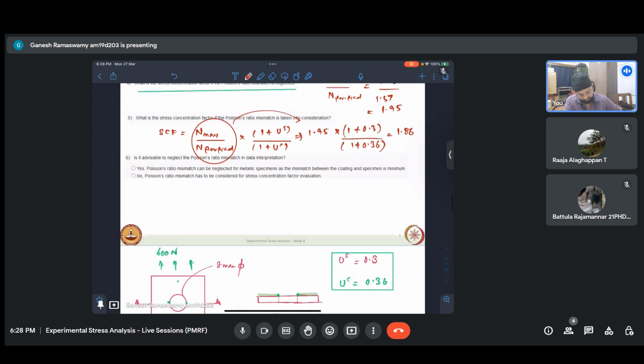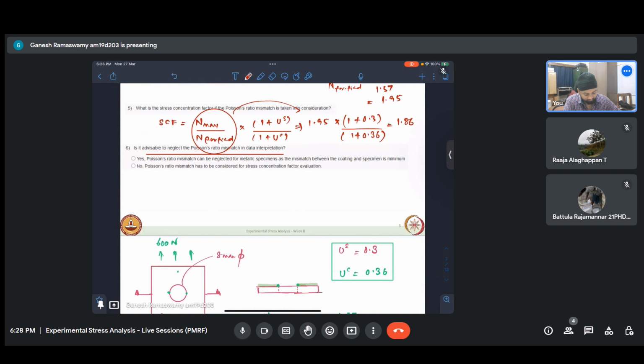Okay. So based on this, it is asked, is it advisable to neglect the Poisson's ratio mismatch in the data interpretation? So what we see is SCF when mu s, when there is no mismatch, is greater than SCF with mismatch that is considered.